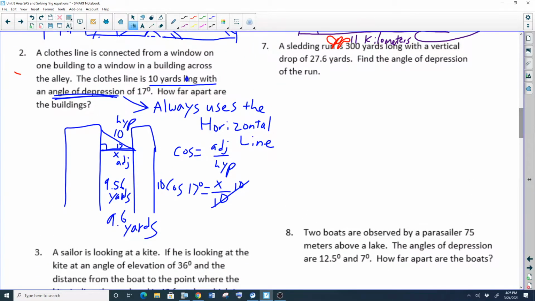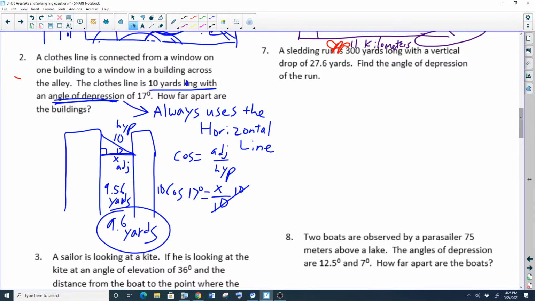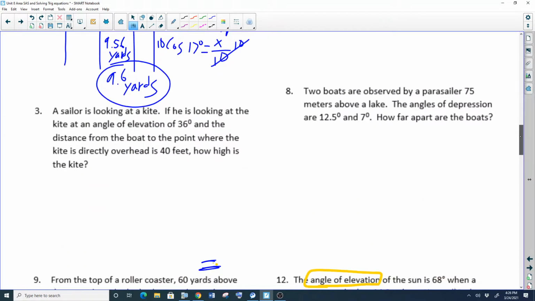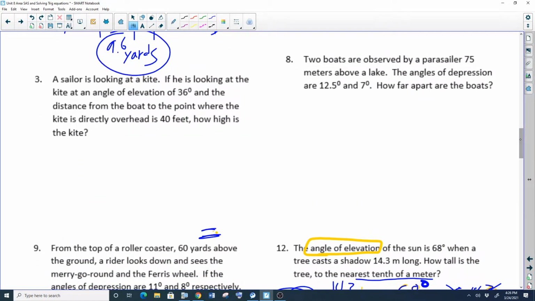Okay, so there's our answer. So there's number 2. Okay, beautiful. So another one that was kind of weird to make sure of was actually number 8. And again, it uses the word angles of depression. So we're going to have to do it differently than I did on my last video, so I'm remaking this one.